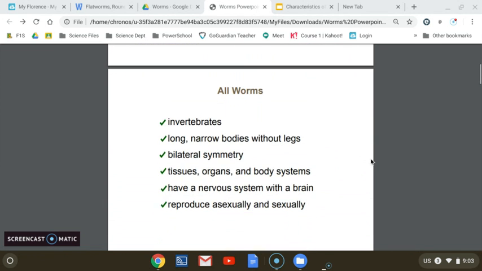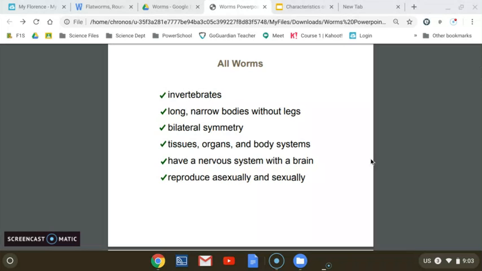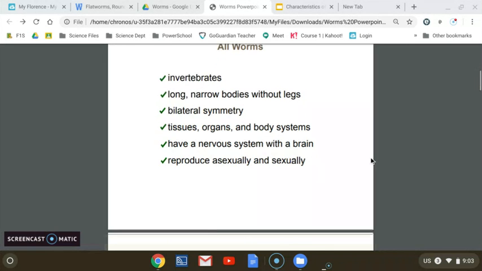So anyway, all worms are invertebrates. They have long, narrow bodies without legs. They are bilateral in symmetry. They have tissues, organs, and body systems. They have a nervous system with a brain. So yes, they do have a brain. They reproduce asexually and sexually.